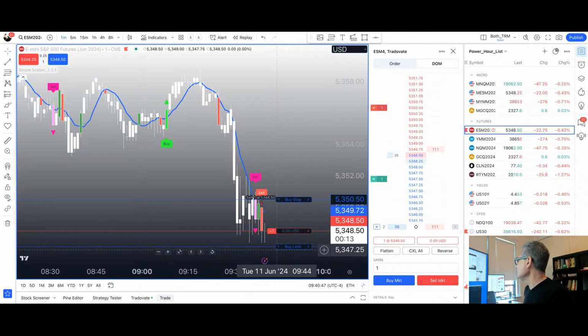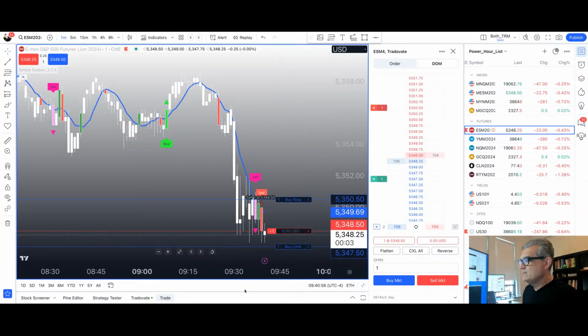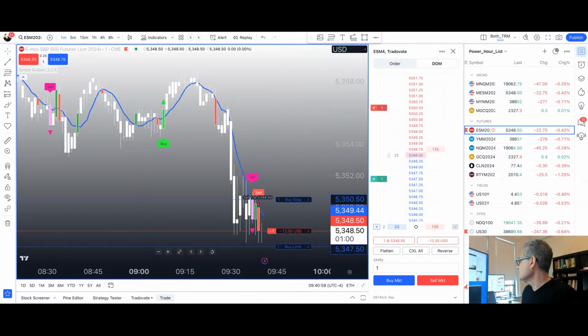Does the indicator also work on the 5-minute chart? I traded on the 1-minute chart, but I don't trade it on the 5-minute chart. Other people have tried it, so it's possible. All right, my live feed kind of died over here, so I have to see if I can restart this tab.